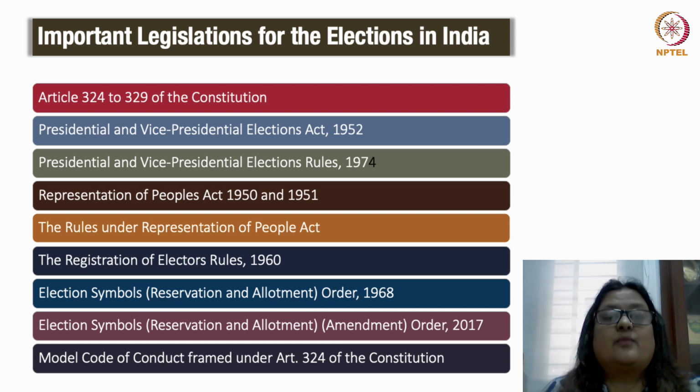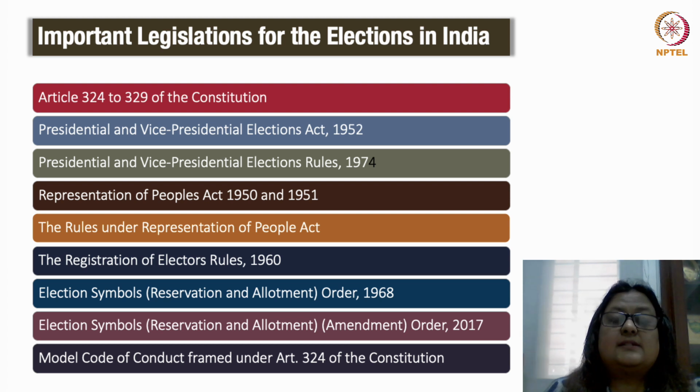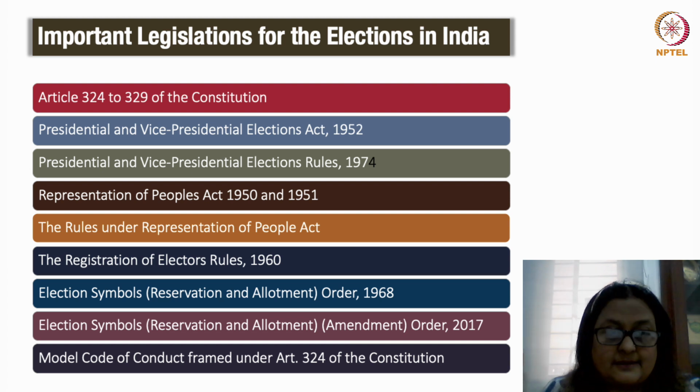The Presidential and Vice Presidential Elections Act of 1952 and the Rules 1974 deal with the conduct of elections to the office of the President and the Vice President. Another important legislation is the Representation of Peoples Act of 1950 and 1951 and the rules framed under the Act. They play the major role in conducting free and fair elections, and the Election Commission of India also derives its powers from the Representation of Peoples Act.